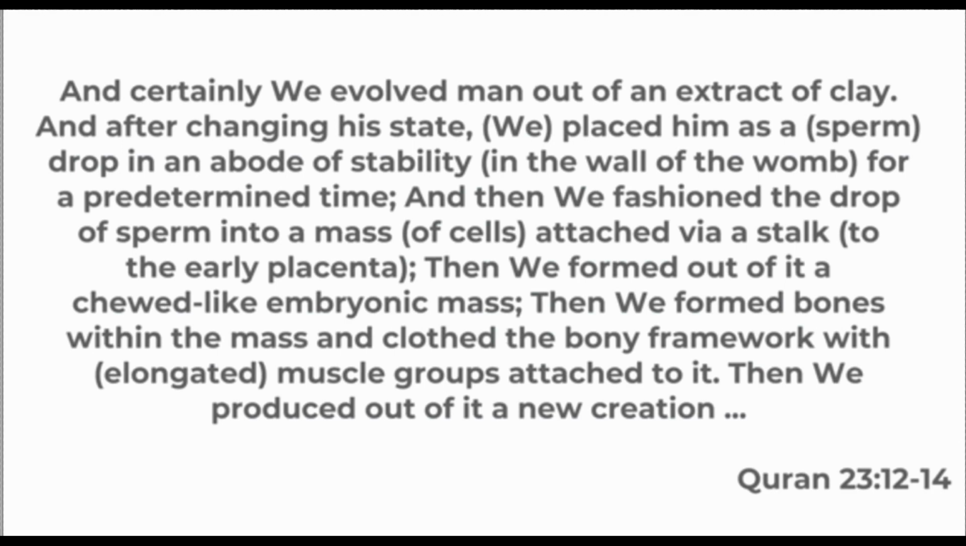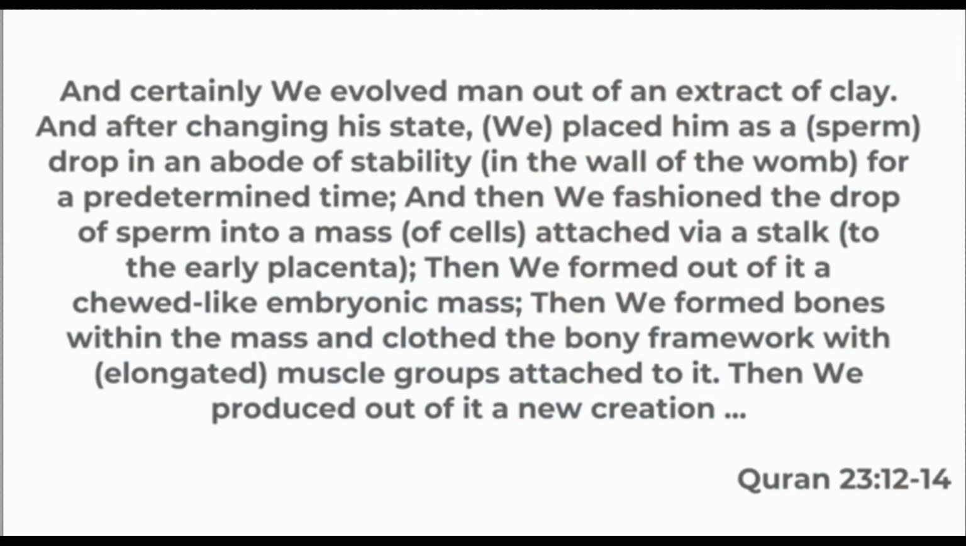Then we form bones within the mass of cells and clothe the bones with elongated muscle groups attached to it, right? Now, some critic again sees a flaw here. He says, according to the Quran, you can see there, the bone is formed first, and then the bone is then clothed with muscle, right? He says, but if you look at heart muscle, heart muscle forms well before the bone. So the Quran is actually incorrect because it mentions bone first instead of muscle first.